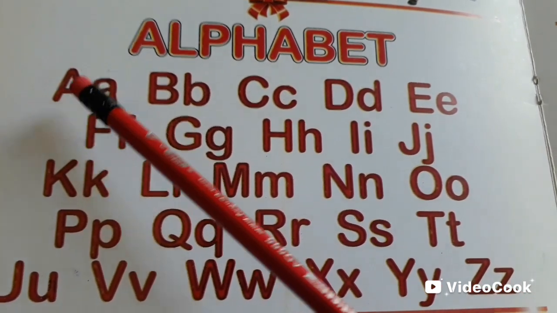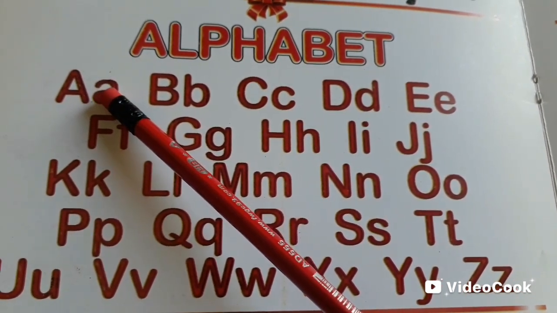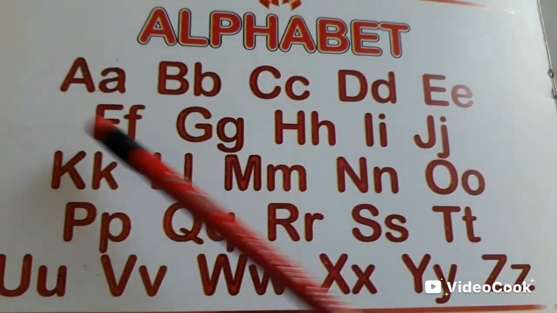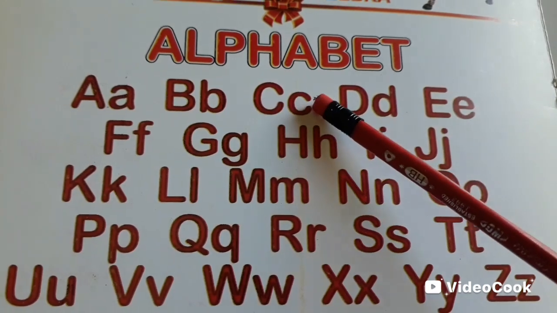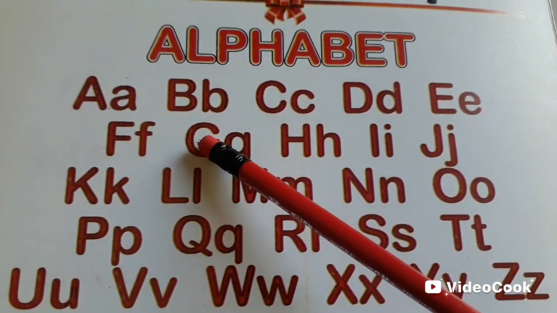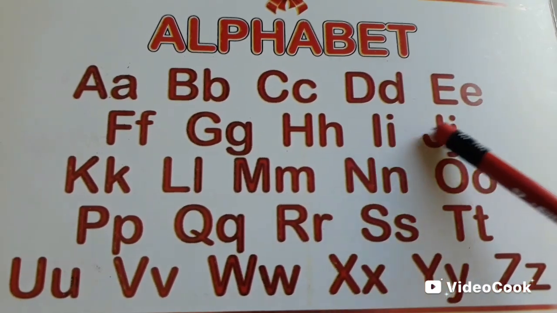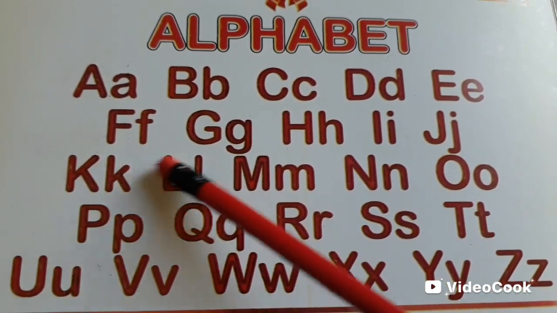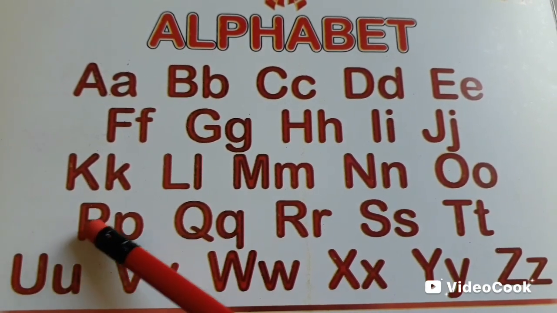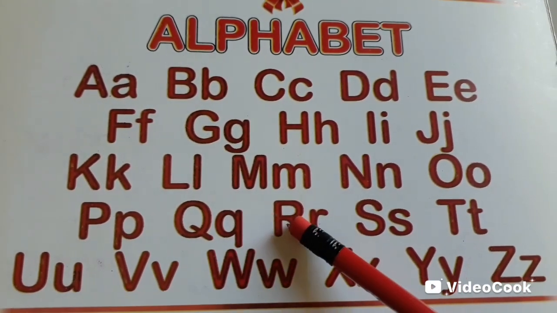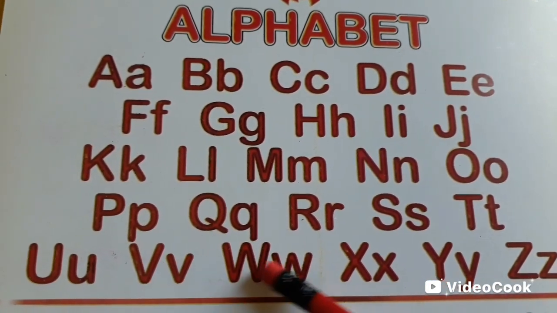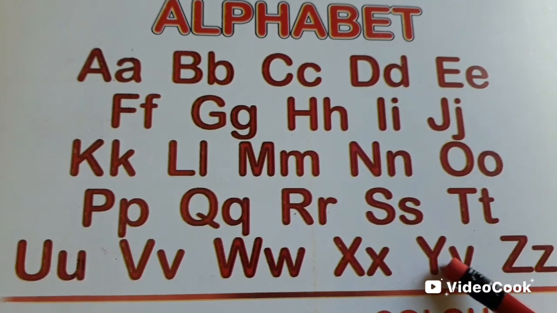Uppercase letters, lowercase letters. Let's learn how to read them. A, B, C, D, E, F, G, H, I, J, K, L, M, N, O, P, Q, R, S, T, U, V, W, X, Y, Z.